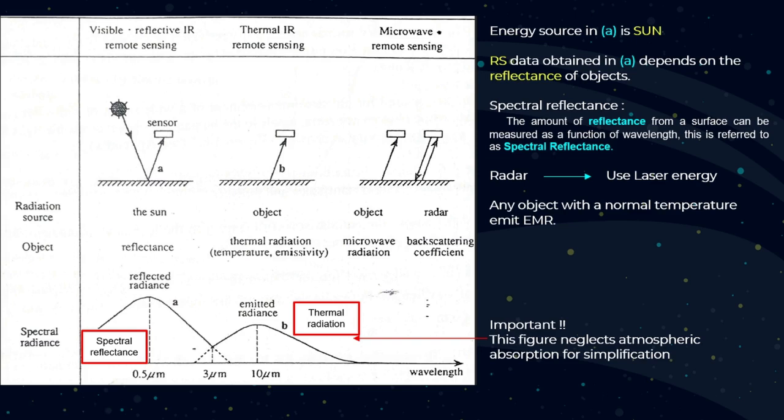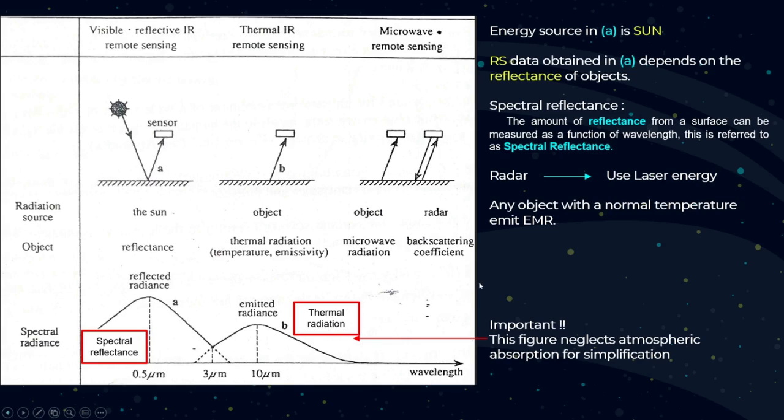However, it should be noted that the figure neglects atmospheric absorption for simplification, though the spectral curve varies with respect to the reflectance, emittance, and temperature of the object. The curves of A and B cross at the 3 microns level, which means that in the wavelength region shorter than 3 microns, we can measure spectral reflectance values, while in the wavelength region greater than 3 microns, we can measure thermal radiation.